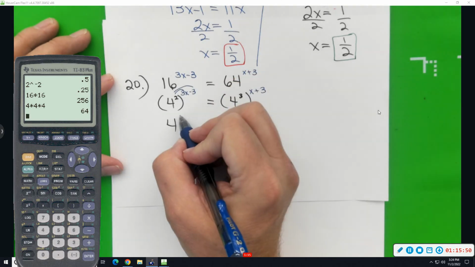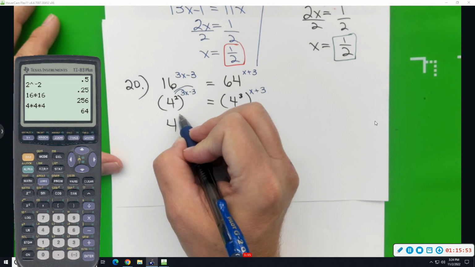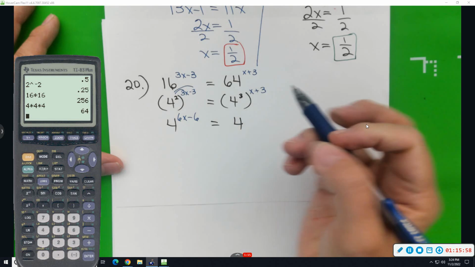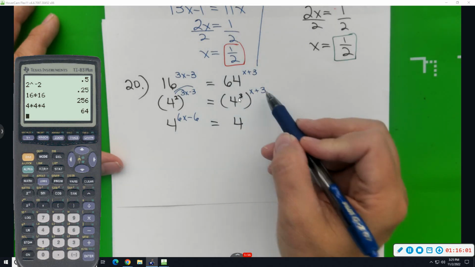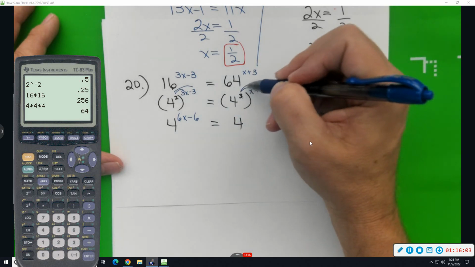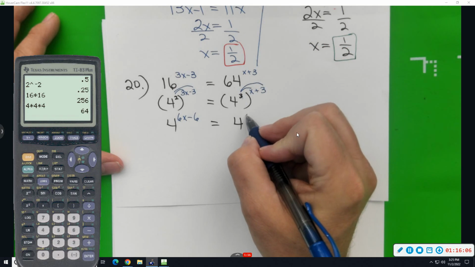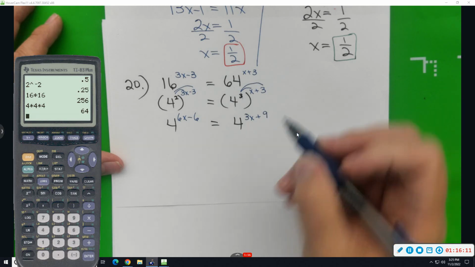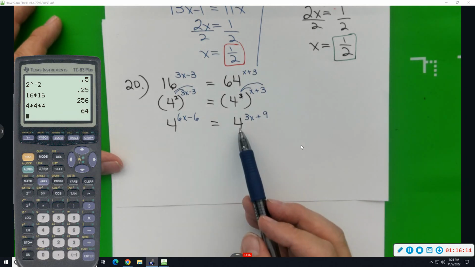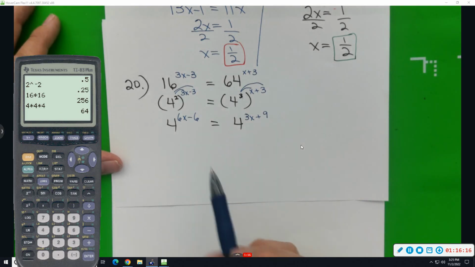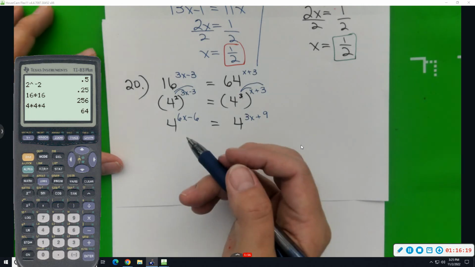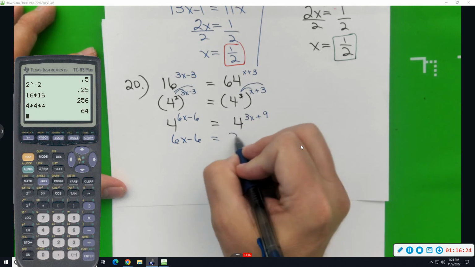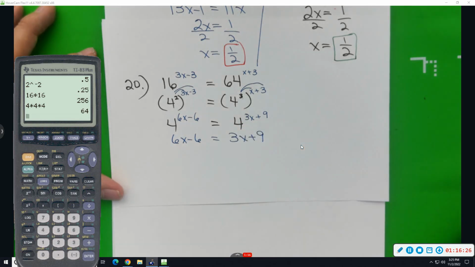What's that going to give me as this exponent? 6x minus 6. And here we have power raised to a power. What's that going to give me? 3x plus 9. Now we have the same base on both sides. Without any parentheses, we can drop the base, set the exponents equal. 6x minus 6 equals 3x plus 9.